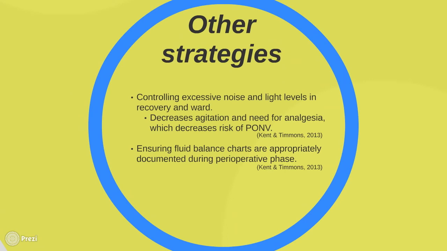Other strategies that we can implement include recovery environment. This includes controlling excessive noise and bright lights in recovery and wards. This has been found to decrease patient agitation and thus the need for analgesia, therefore decreasing postoperative nausea and vomiting. In addition, fluid balance charts. Ensuring fluid balance charts are appropriately documented during the perioperative phase by the anaesthetic nurse. This ensures that fluid levels are appropriately documented for postoperative phase of care and decreases the risk of dehydration.